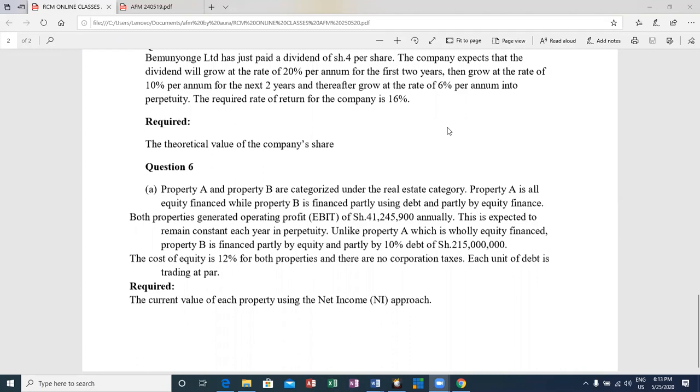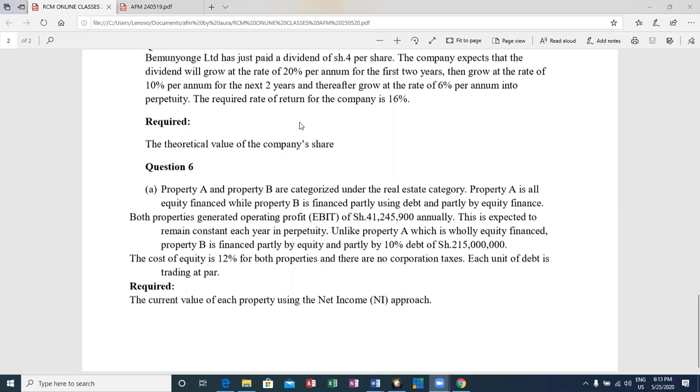I like that simply because you guys have been able to recognize the fact that this particular project is all equity financed. It doesn't have debt. So you can just mention somewhere there that property A doesn't have debt, and therefore its interest is what here? Is 0. Its interest is 0. So divide this by, ladies and gentlemen, the cost of equity.